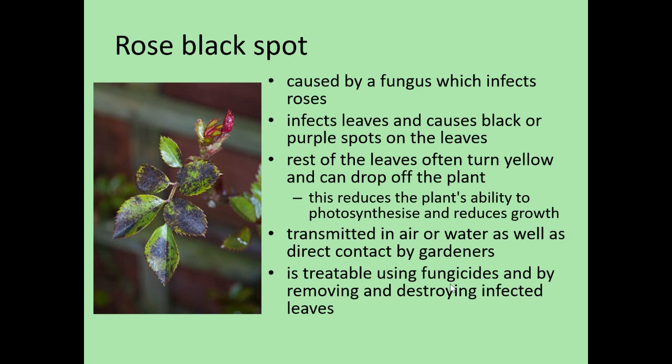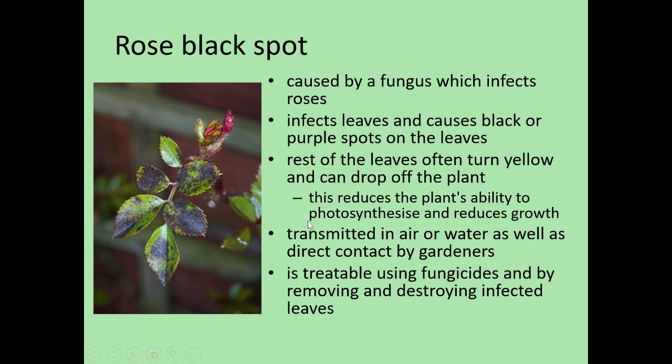plant disease is rose black spot. Again, there's clues in the name to what it does and how to remember it. It looks a bit like this. It is caused this time by a fungus, not by a virus, and this infects roses, again in the name. What it does is it infects the leaves again, and it causes black or purple spots to appear on the leaves. This is in fact necrosis, which just means death, plant cell death. So the rest of the leaves often turn yellow and can drop off.